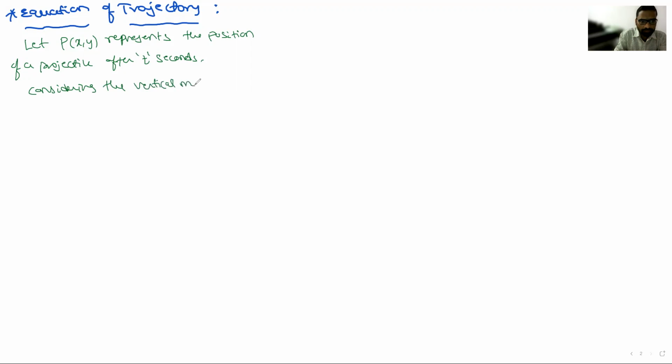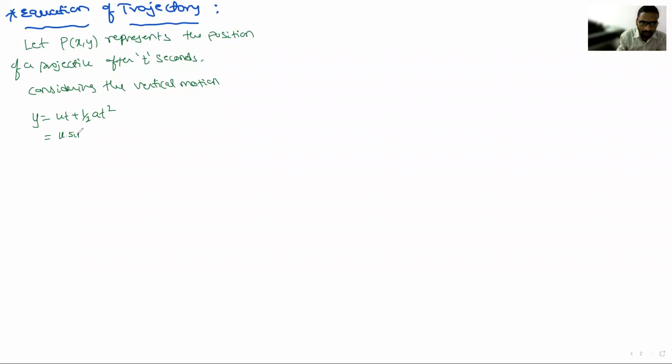Considering the vertical motion, how to find out the vertical height y? Your standard formula is s = ut + half a t square. In place of s I am taking y, so y = ut + half a t square, this is your standard formula in the vertical direction. In our condition, when the particle is moving in the vertical direction, what is the initial velocity? U sin alpha, is it correct?